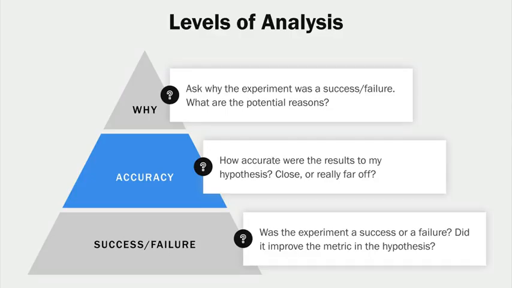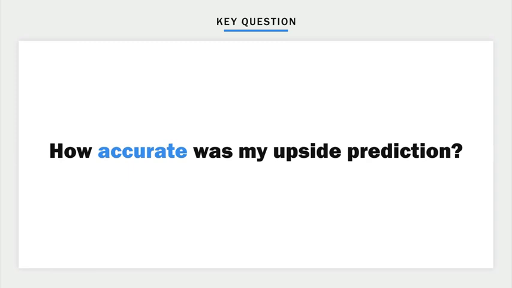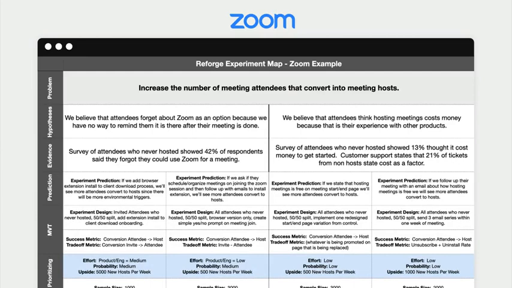In the second step of analysis, we assess the accuracy of the results compared to our prediction. So in other words, we're trying to answer the question, how accurate was my upside prediction? When we went through and defined our minimum viable tests, we made a prediction on the upside around the success metric. We want to understand how close or how far off we were. If we're really far off our prediction, that's an indication that we might not fully understand this variable in the model or what's driving this variable in the model. So if we're really far off, there might be some additional things that we want to dig into in order to understand what is really causing what within our growth model.